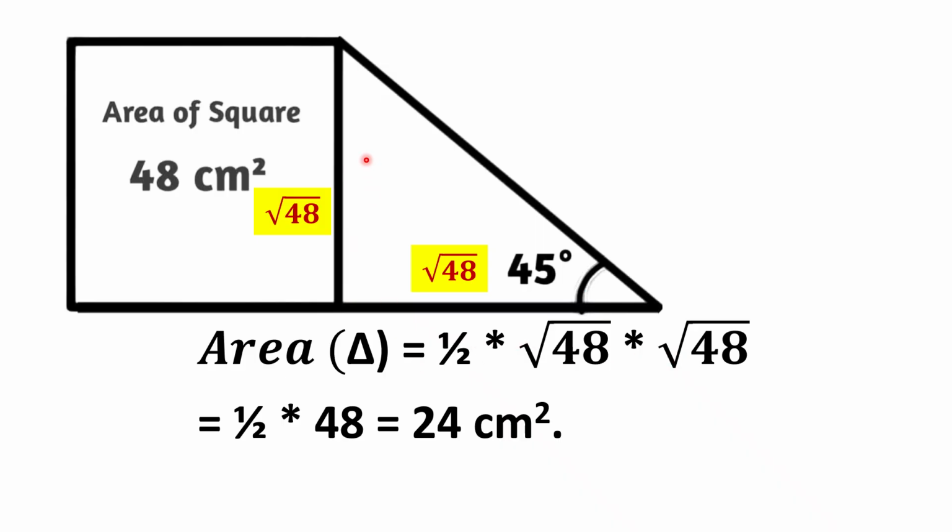Area of the triangle is half into altitude into base, that is half into root 48 into root 48, that is half of 48, that is 24. So the required area of the right angle triangle is 24 square centimeters.